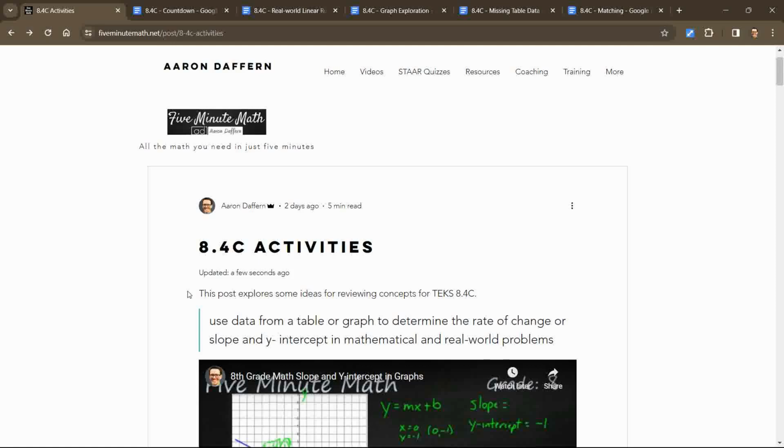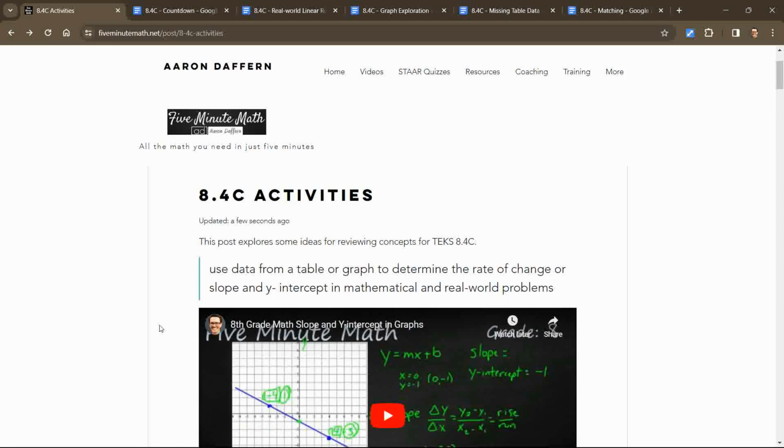Today we are looking at activities that teachers can use to reinforce concepts from TEKS 8.4c. This standard is talking about using data from a table or graph to determine the rate of change, or slope, and the y-intercept in mathematical and real-world problems.